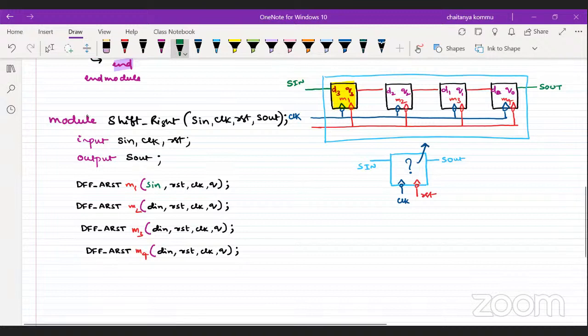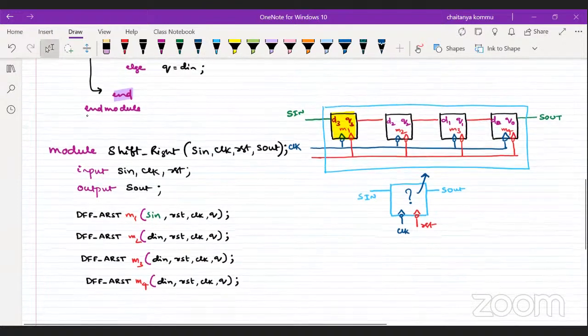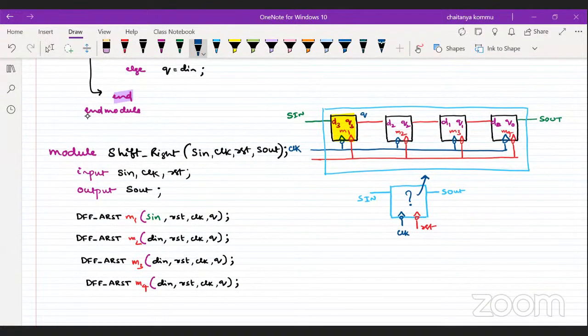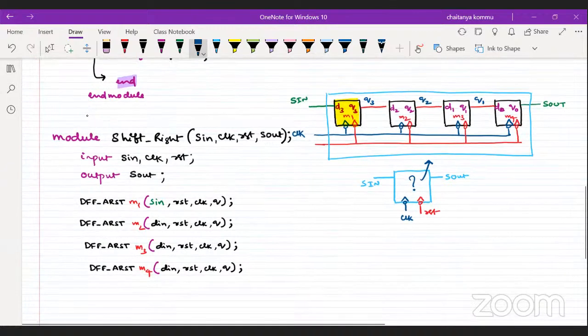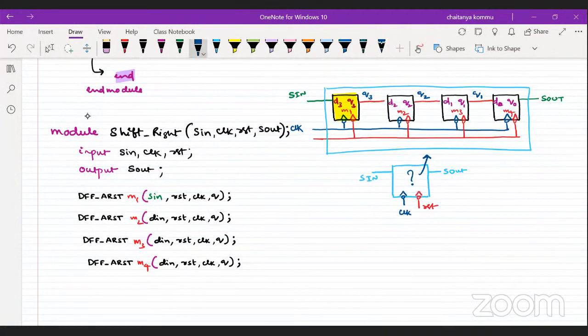What about Q? Did we mention any name for that one? No. So let me call this Q3. This is Q2. This is called Q1. The last one is S out. Okay, this is called Q3. Next, this is called Q2. This is called Q1. What about the last one? Last one is S out.